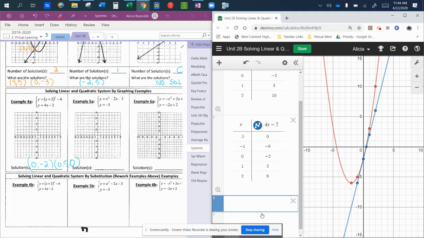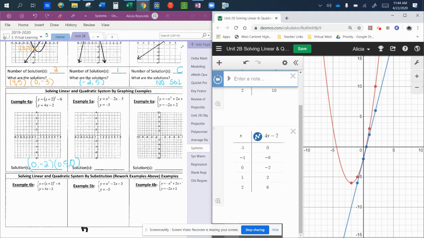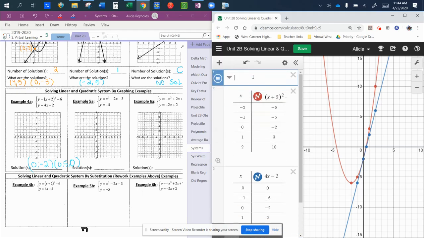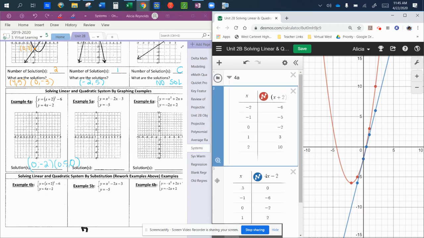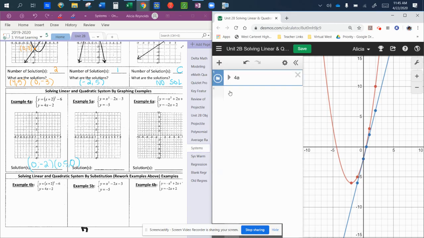Example 5a. So let's make a folder to condense this down. Here. And so this is example 4a. And put these two tables in there and collapse that so it's not in the way anymore. All right, so next example, folder 5a.